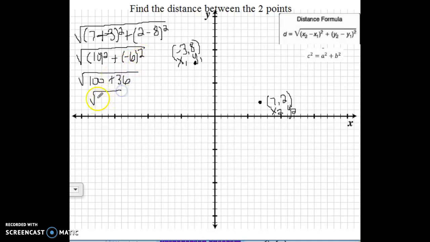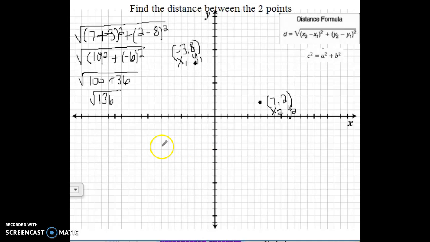And I'm not going to reduce this yet. I'm just going to leave it as the square root of 136, because it depends on what your answer is looking for. If it's looking for an exact answer, you would want to leave it in radical form. If it wants a decimal answer, you would want to put it in decimal form. So for right now, I'm just going to leave it as the square root of 136.